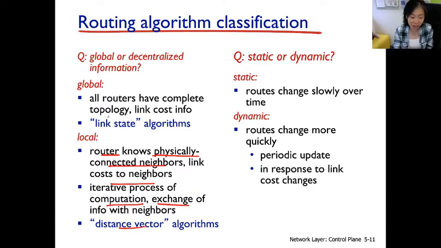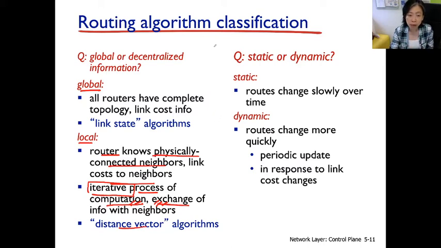So the process you see: computation, exchange, computation again, exchange again, computation yet again, exchange yet again. So the process is very iterative. It's going to take some time, but eventually, as the information propagates through the network, everyone converges to the least cost path. So a very different model of doing route computation: link state routing being global, distance vector routing being local.